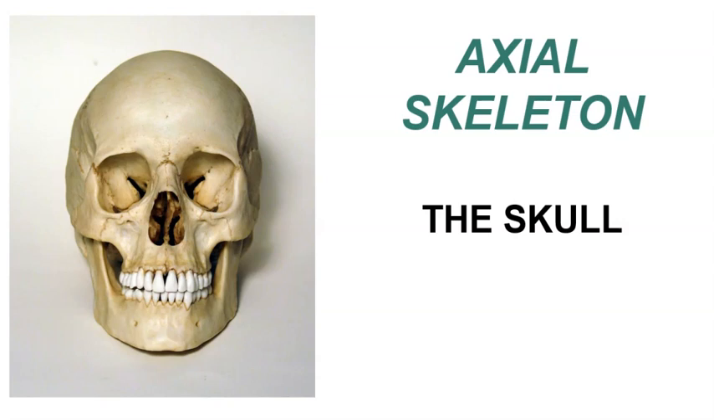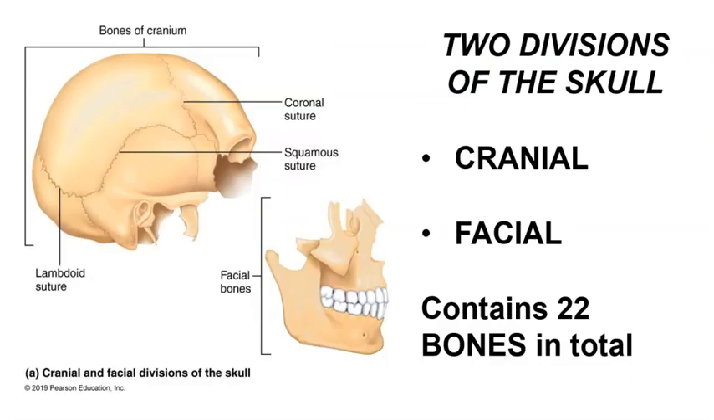So let's begin with the axial region of the skeleton. It seems reasonable to make our way from the superior to inferior part of the axial division, so we'll look at the skull first. The skull bones can be categorized as either cranial bones or facial bones, and in total there are 22 bones that belong to the skull.